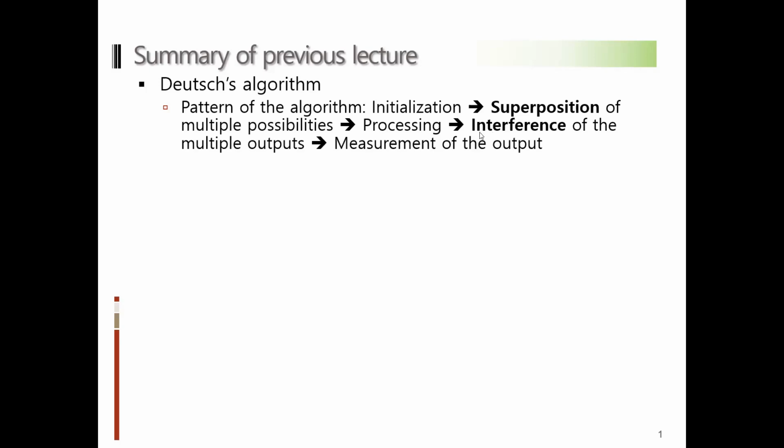So typically, right before the measurement, we should do some interference. Depending on how you describe the algorithm, sometimes this interference part might be included or embedded in the processing part. But again, if you don't have this kind of interference step, then you cannot get the proper speedup.